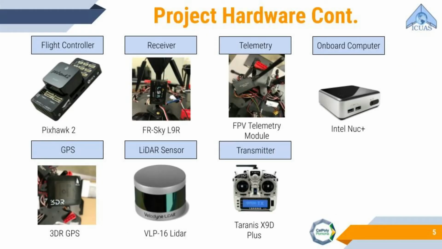Here is a further breakdown of the vital components used to operate the UAV. Connected to the PixHawk is a receiver, FrSky L9R, that communicates with the Taranis XD90, giving us safe manual control at longer ranges. The drone's location is kept track of by the 3DR GPS, and this information is all reported back to the ground station through the FPV telemetry module.